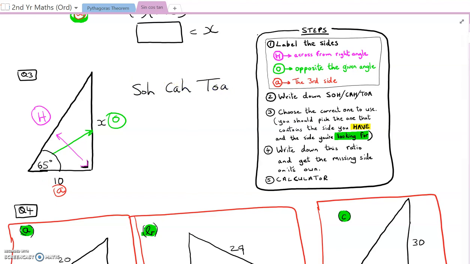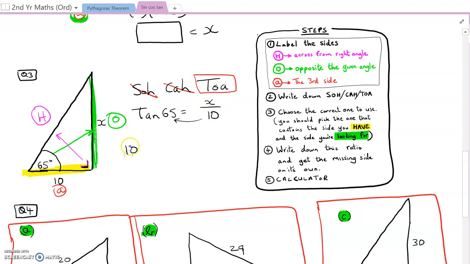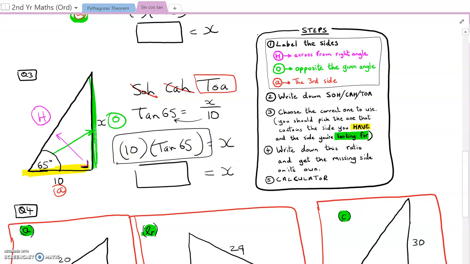SOH CAH TOA. Which one do I have? I have A. Which one am I looking for? I'm looking for O. So which one am I going to pick? O. And which one has A and O in it? O and A. No. No. This time it's tan. So tan of 65 is equal to x over 10. Bring the 10 over, it'll multiply by the tan of 65 equals x. Now you type that bit right there into the calculator to get your answer.